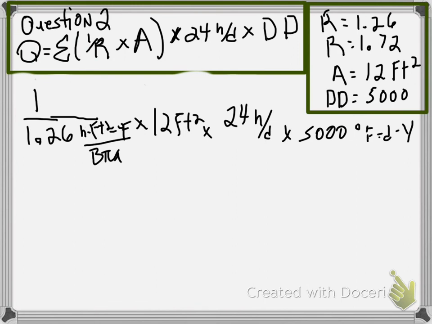Okay, so I wrote down everything for the single pane window, and I've got one that's going to be divided by 1.26, and that's in units of feet squared, hours, degrees Fahrenheit over BTU, times 12 feet squared, times 24 hours in a day, times 5,000 degrees Fahrenheit days in a year.